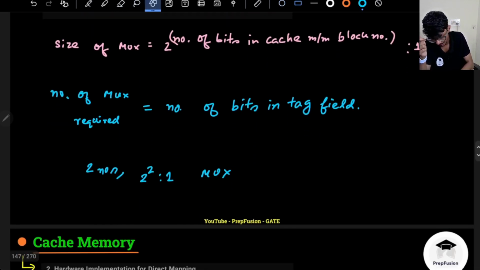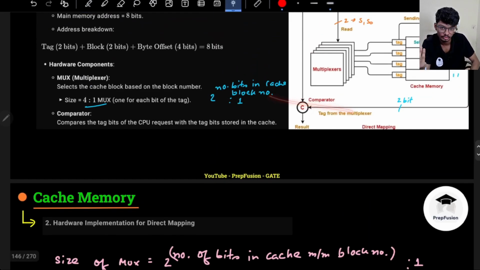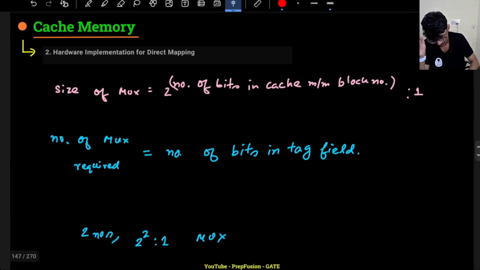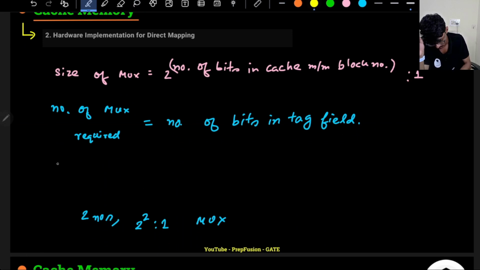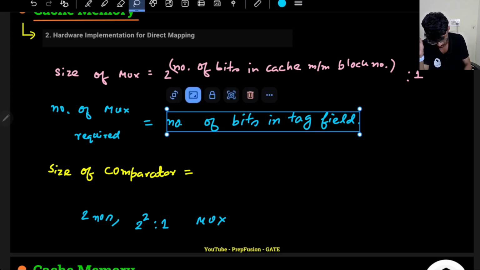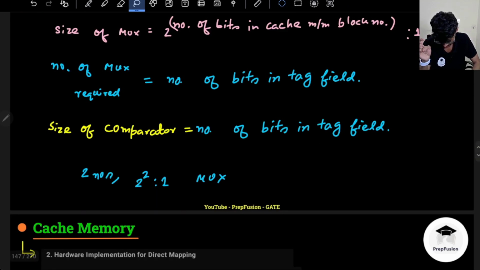And what is the size of the comparator? What will be the size of the comparator? As I am comparing the tag bits, the size of the comparator will be the same as the number of bits in the tag field. That will be the size of the comparator. So I hope you have understood this basic point.